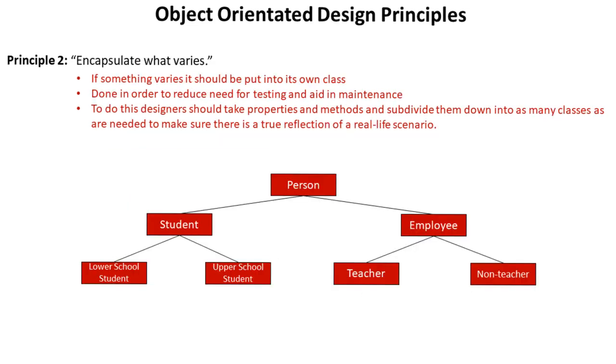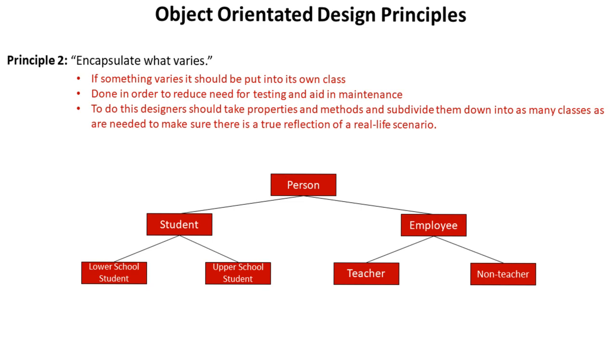The second principle is to encapsulate what varies. The basic concept here is that if something varies, it should be pulled out and placed into its own class. We do this as much as possible in order to reduce the need for testing and to aid in ease of maintenance. What you do when you're designing is you take properties and methods and you subdivide them and subdivide them again into as many classes as are needed to make sure they're a true reflection of real-life scenarios.